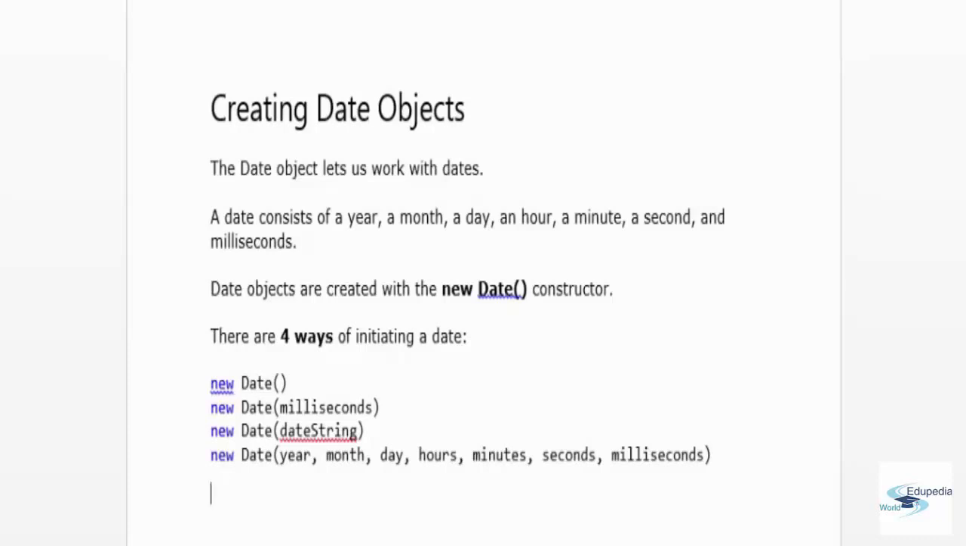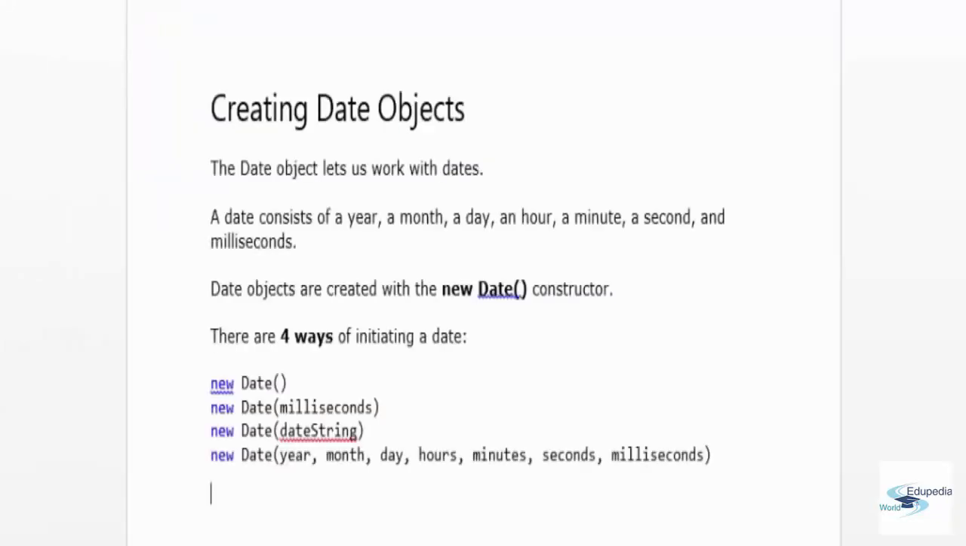There are 4 ways of initiating a date: new Date, new Date with milliseconds, new Date with a date string, that's what you just passed, and new Date with year, month, day, hours, minutes, seconds, milliseconds. In this program you created a new date and passed it a date string, this one here. Let's look at a few more examples. I'm going to delete this file and begin typing another example.